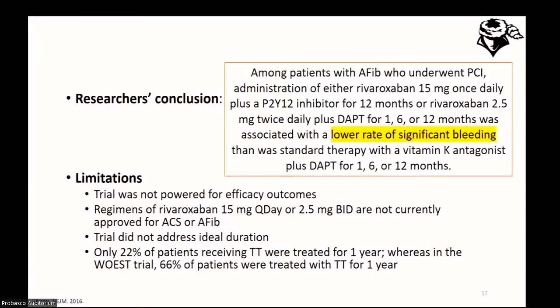The researchers' conclusions for this trial. So among patients who underwent PCI, administration of either rivaroxaban 15 milligrams once daily plus a P2Y12 inhibitor for 12 months, or rivaroxaban 2.5 milligrams twice daily plus dual antiplatelet therapy for 1, 6, or 12 months was associated with a lower rate of significant bleeding than with standard therapy with a vitamin K antagonist plus dual antiplatelet therapy for 1, 6, or 12 months. The trial did not address the ideal duration of therapy, as the duration was not randomized and was at the discretion of the clinician based on risk factors.